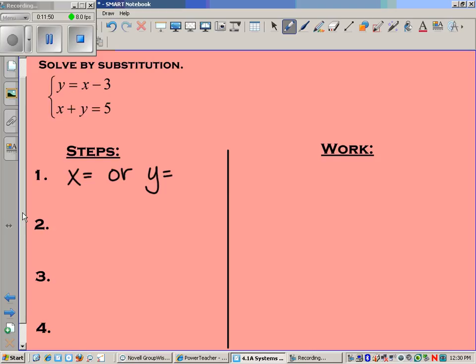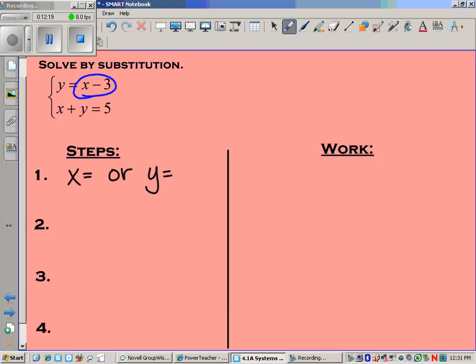Do either of our equations say x equals or y equals? It looks like the first one already does for us, right? This first equation says y equals all of that stuff, x minus 3. If neither of your equations said x equals or y equals, then you would have to manipulate one. You'd have to move things around so that it said x equals or y equals. Since ours is already solved for us, the top one, we're going to go ahead and use it.